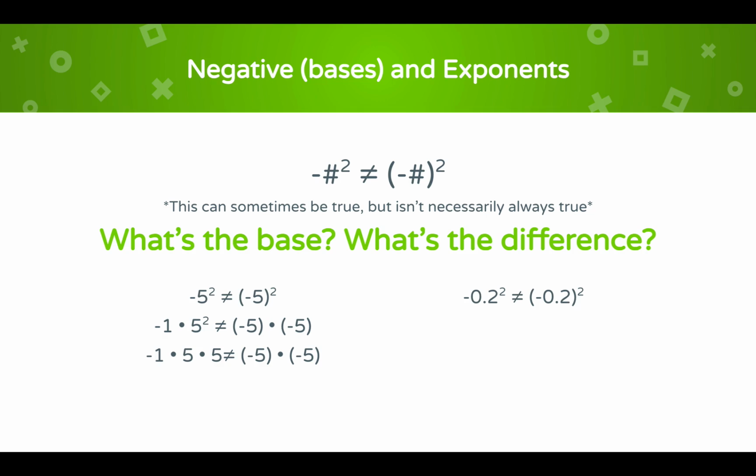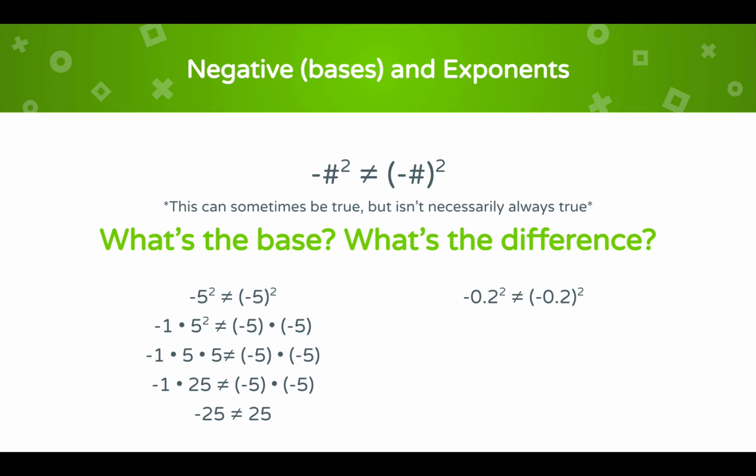Negative 5 squared is just negative 5 times negative 5, so nothing interesting going on there yet. Negative 1 times 5 times 5 is 25, and then negative 1 times 25 is negative 25. But on the right side, for negative 5 squared, negative 5 times negative 5 is positive 25, and so we do not get the same answer. So the opposite of 5 squared is not equal to negative 5 squared.